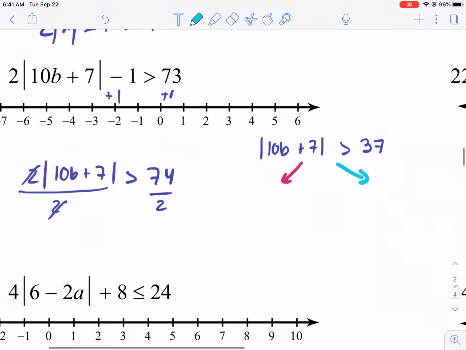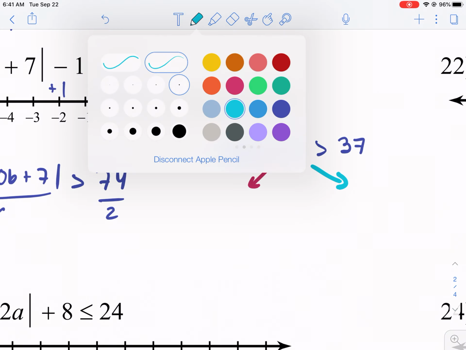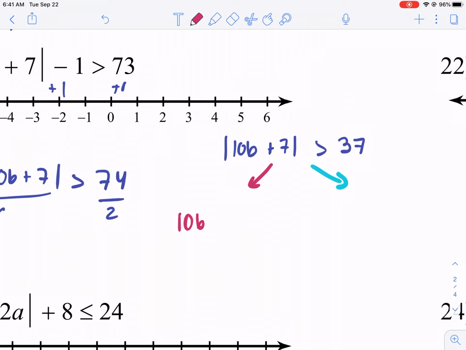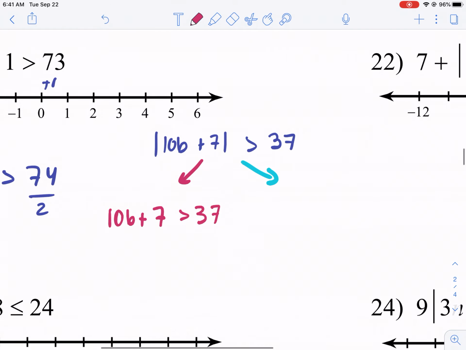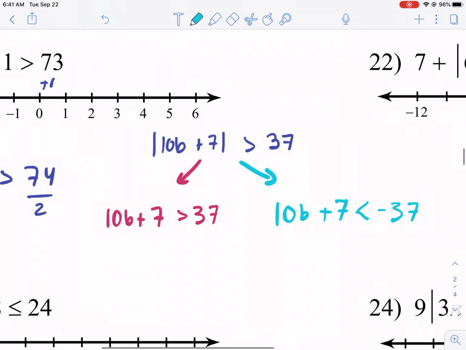There we go. Okay, we'll split this up. Let's make the 10b plus 7, okay? And we'll leave it positive for 1. Keep the sign how it is. Then we do 10b plus 7. But now we need to make it negative 37. Remember, if you make it negative 37, you have to go like that.